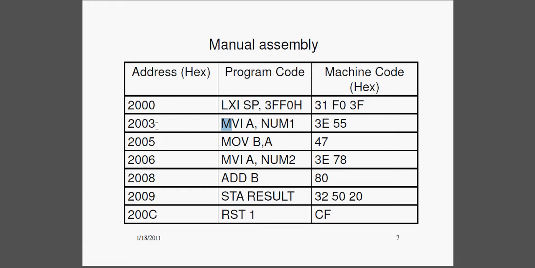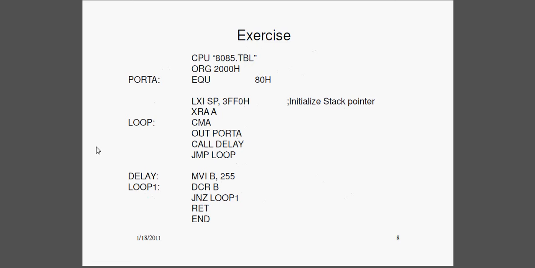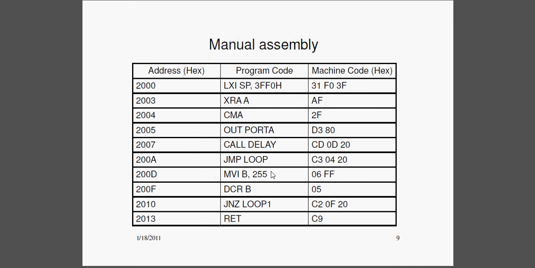So on the machine side, they just look at these numbers, but on the human side, we look at the programming code, this assembly code. All right, this is just a little exercise that you can do. And this is how you can see the manual assembly. You can see the machine code here. These are all the assembly code and they are being transformed into the machine code.